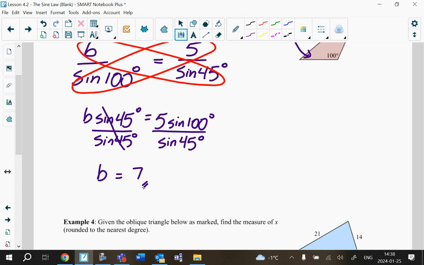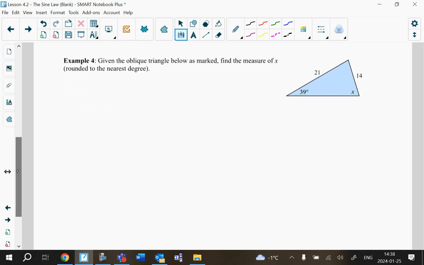There is one other situation with sine law. What happens if an angle is missing? We just did 2 examples where a side was missing. What about this example? Well, give me one of the fractions I'm going to use in my formula. 14 over sine 39.